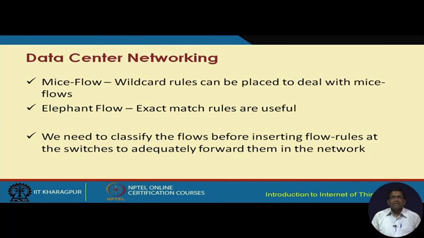What is suggested is that for the mice flow, wildcard rules can be placed to deal with these flows, and for the elephant flows, what is required is an exact match of the rules. So, we need to classify the flows before inserting the flow rules at the switches to adequately forward them in the network. If it is an elephant flow, we have to have an exact match. If it is a mice flow, we will go for a wildcard match.